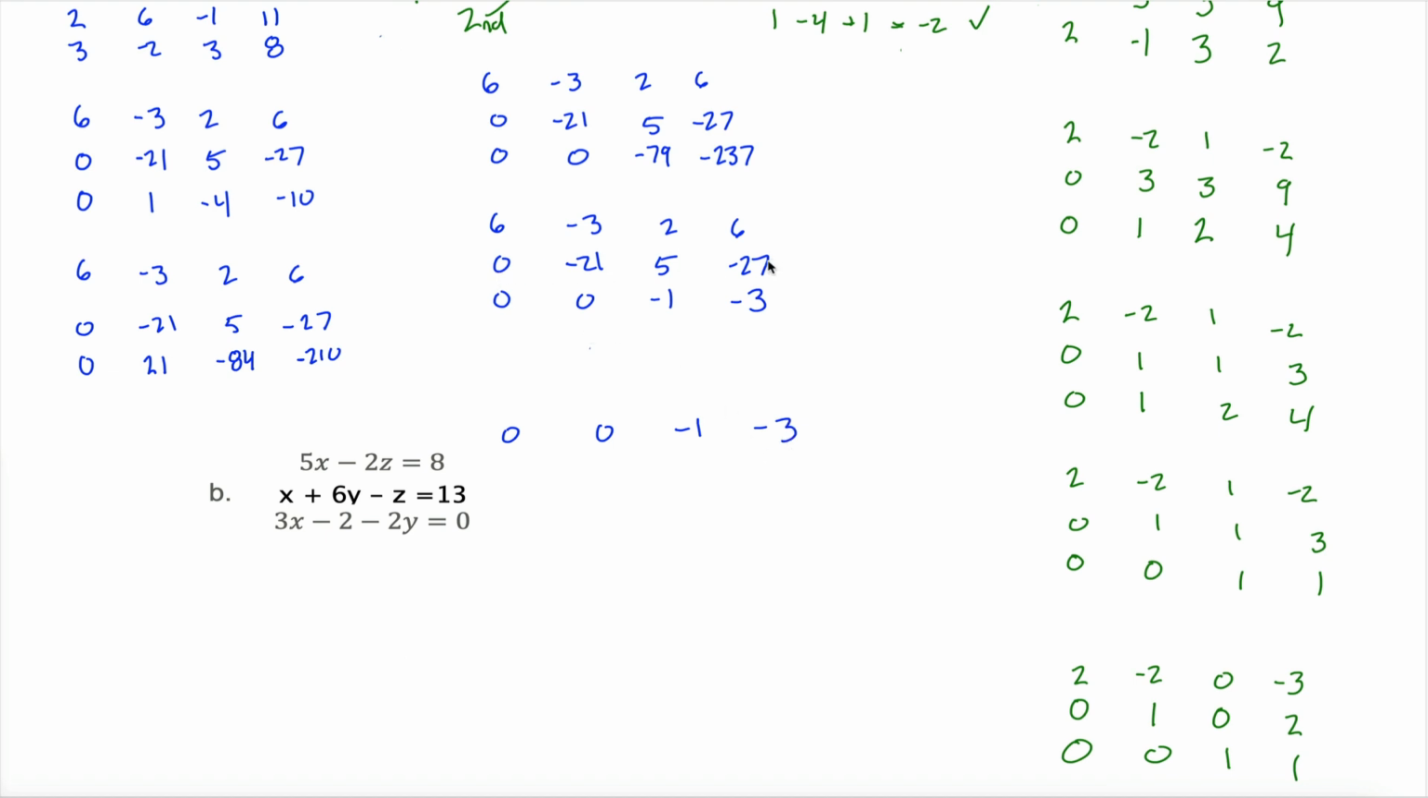And then in place of this row, what I'll do is I'll take this row and add 5 times this row. So 0 plus 5 times 0 is just 0. Negative 21 plus 5 times 0 is just negative 21. 5 plus 5 times negative 1 is 5 plus negative 5, which is 0. And negative 27 plus 5 times negative 3 is negative 27 plus negative 15. In other words, negative 27 minus 15. In other words, negative 42.